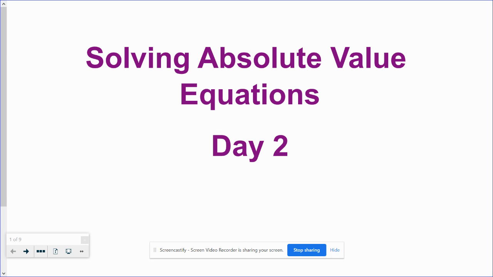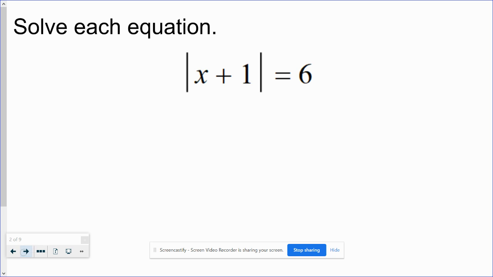Hello, algebra students. We're going to spend another day today talking about solving absolute value equations. In our last lesson, all of the equations just had one step once we got the absolute value into two different equations to solve. And we'll start like that today, but we'll be going a little bit beyond that.